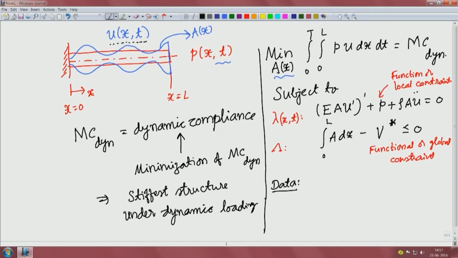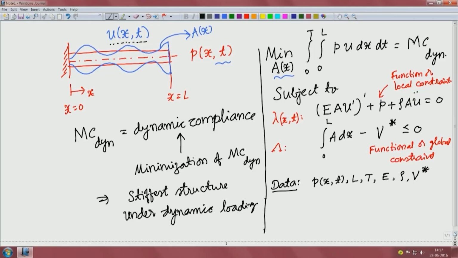And we should also complete the problem by indicating what is given, what is data. Here loading is given, we assume, and the length of the bar is given, the time over which we want to consider optimization capital T is given, Young's modulus is given, rho is given, and V star is given. These are all the things that are known.